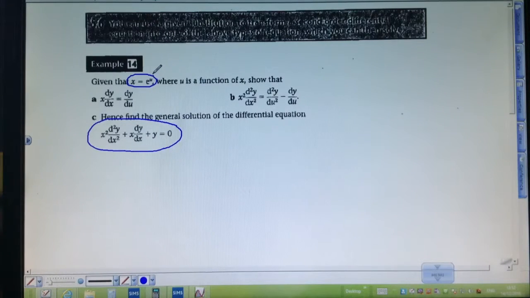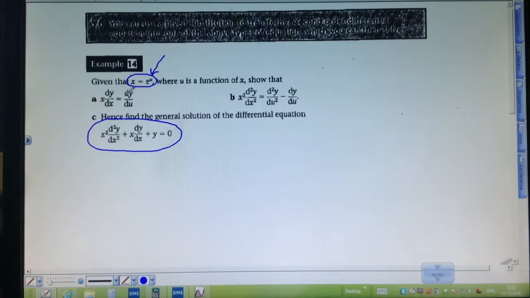And the usual thing to do, it's a very typical substitution to make, is x equals e to the u, but you'll be told that anyway. Now, you've got to find part A. It says given that x equals e to the u, where u is a function of x, show that x dy by dx equals dy by du.